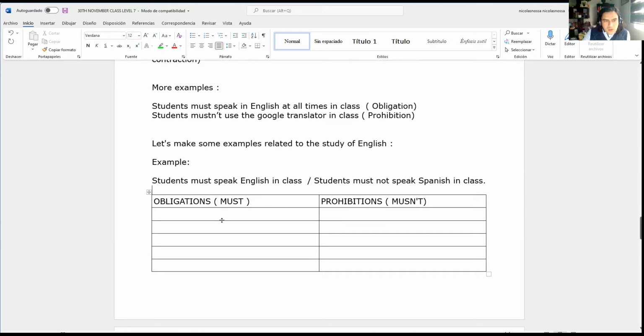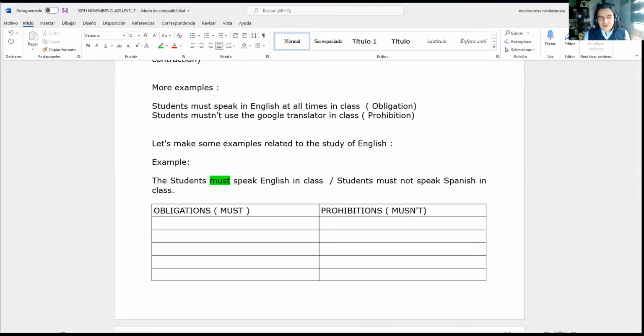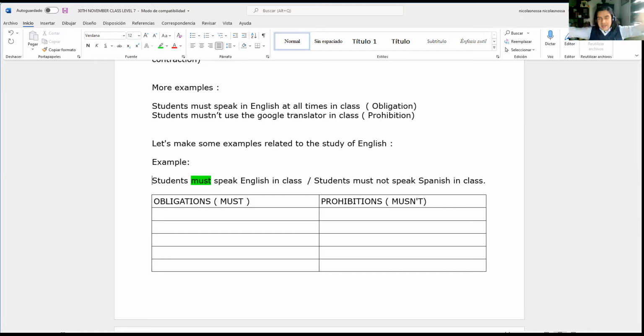Me van a dar 1, 2, 3, 5 ejemplos, ¿ok? Muy parecidos a los que acabé de dar, usando obviamente el verbo modal must y en algo relacionado con el estudio del inglés. Yo les doy acá un ejemplo relacionado con el estudio del inglés. Los estudiantes, miren que yo no le pongo the students, ¿listo? Eso es en español decimos los, las. En inglés no existe cuando estamos hablando, digámoslo en general, estudiantes lo dejamos así. Entonces, los estudiantes deben hablar, ¿cierto?